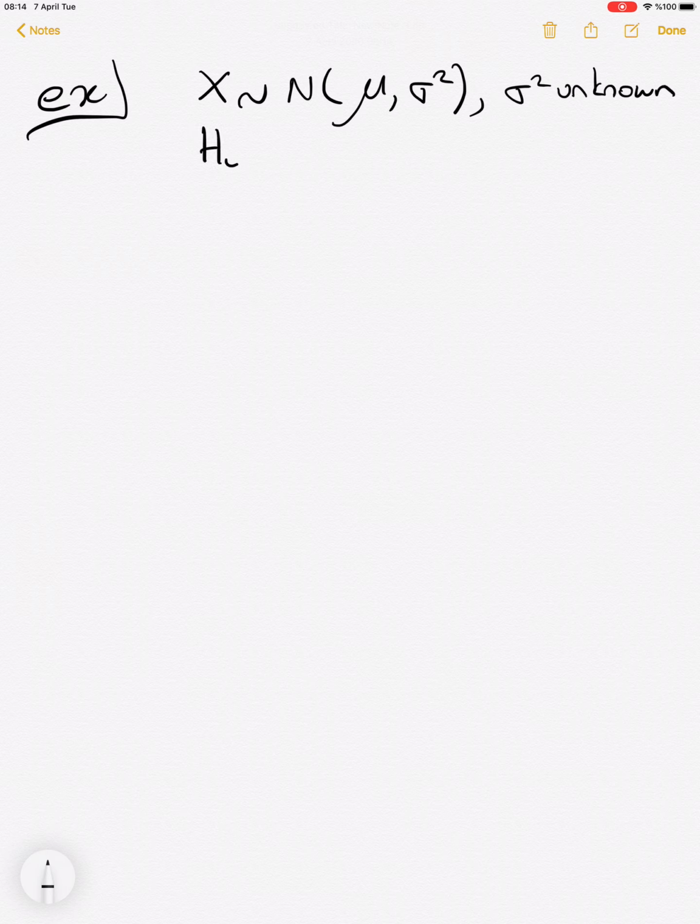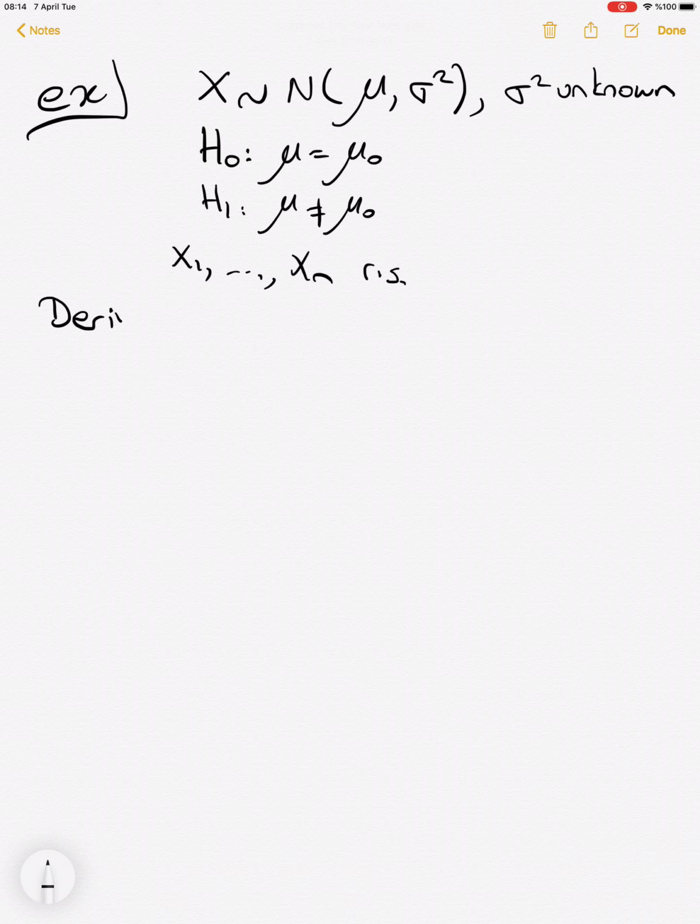Okay, so the same hypothesis: mu equal to mu 0 versus mu not equal to mu 0, and let's assume that we have a random sample of size n, and let's derive the likelihood ratio test, or GLRT, generalized likelihood ratio test of size alpha. Okay, so let's first define the parameter space.